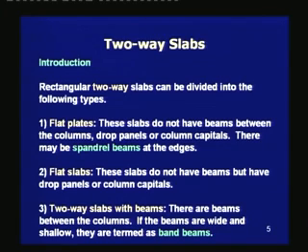First, flat plates. These slabs do not have beams between the columns, drop panels or column capitals. There may be spandrel beams at the edges. Let's first know these terms a bit more properly. If a column has a flared portion at its top, that is called a column capital, and if the slab is thickened around the column, it is called a drop panel.